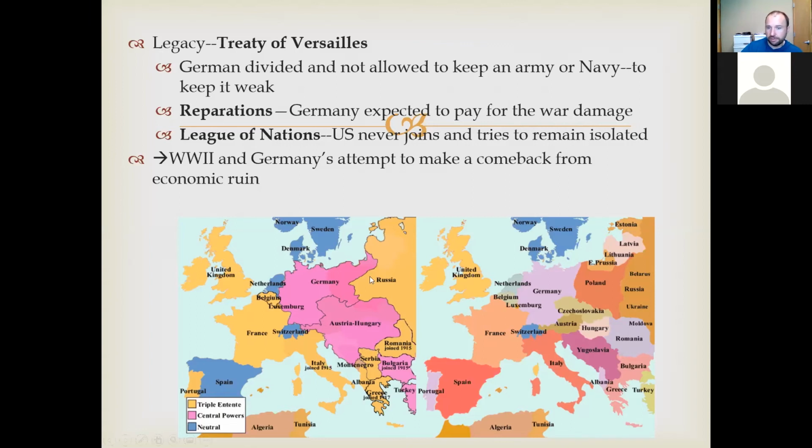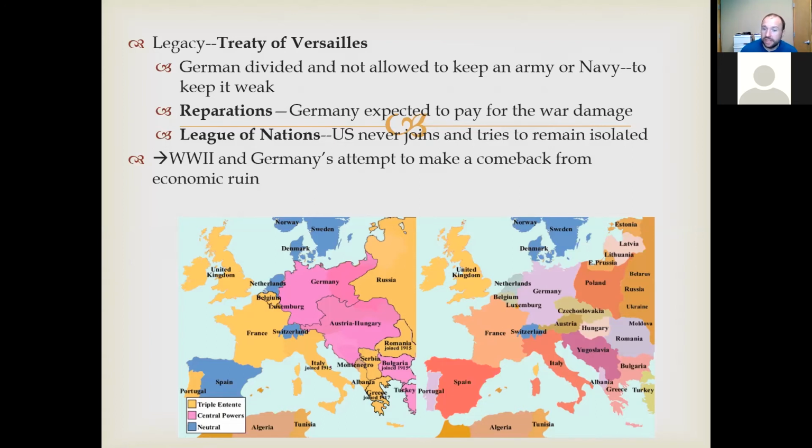Germany is divided up. So notice Germany here, much smaller than it was here. So you have the formation of Poland, which is new, and then these countries up here, East Prussia, Lithuania, Latvia, and Estonia, right? So we have some new countries that pop up as a result of Germany being divided up. Germany was not allowed to keep an army or a navy as punishment for their role in the war.